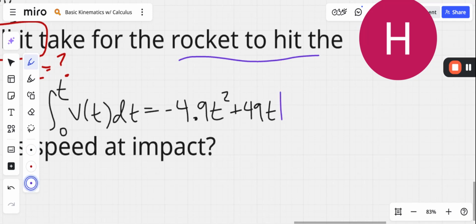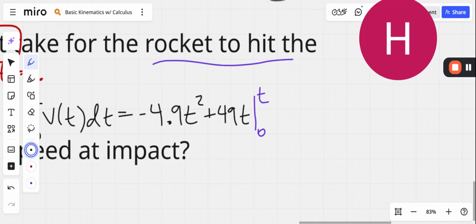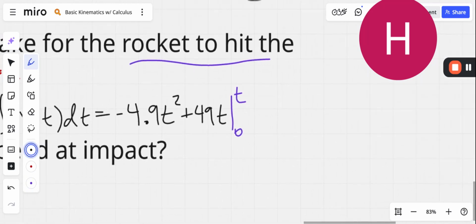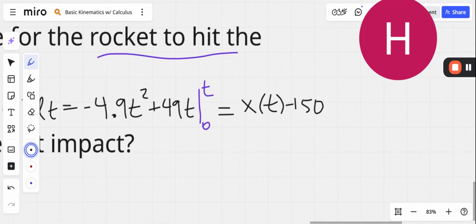From 0 to t, which is just going to be as it's written right now. It's not going to change. If I plug in t, you get the same thing. If you plug in 0, you get 0. But this needs to be x of t minus 150, and we're setting x of t equal to 0.